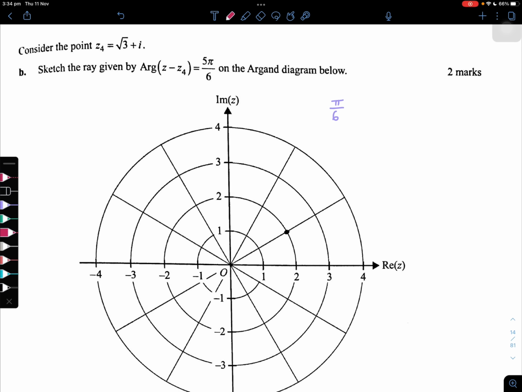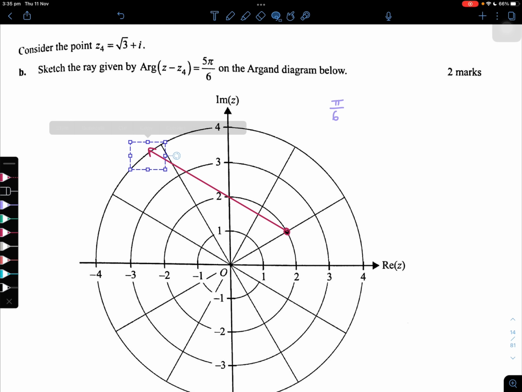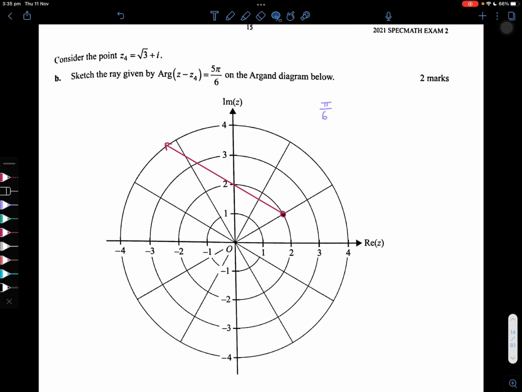Okay, and our original ray with no translation would actually go in this direction, right? But it has been translated up to this point right there, okay? So all I'm going to do is pick this up and bring it to that point. Nicely right there. Bring our arrowhead as well. Okay. That's nice, 2 marks.